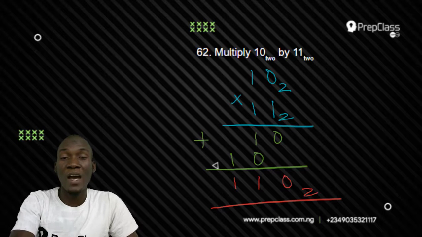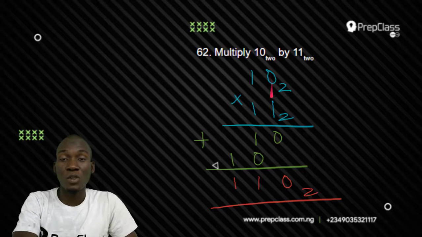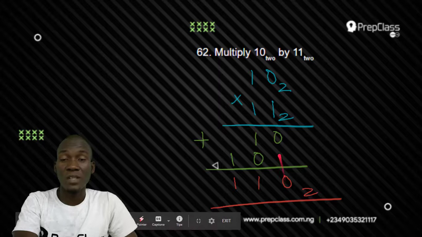So now to multiply, we have 1 0 multiplied by 1 1. So we multiply starting from the rightmost column. 1 times 0, 0. 1 times 1, 1. So we move to the next number. 1 times 0, 0. 1 times 1, 1. So the next thing is to add. 0 plus, there's nothing to add to it, so we have 0. 1 plus 0, 1. We have 1 here, we drop it down.